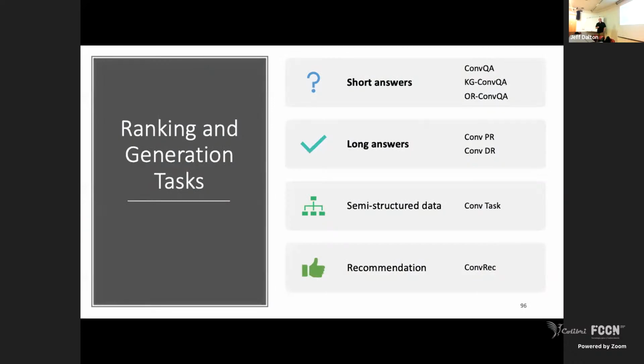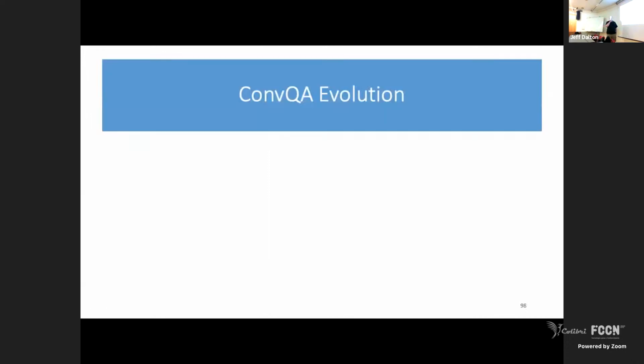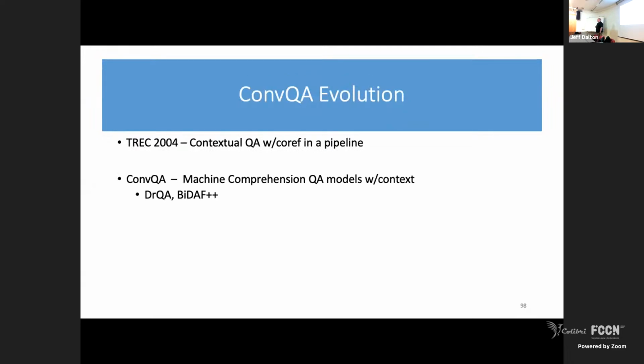But there are short answers, long answers, different types. You can read the book. There's also semi-structured and conversational recommendation for ranking as well. So this has evolved across time. It started at TREC in 2004, a simple coreference that had to be resolved in factoid QA.